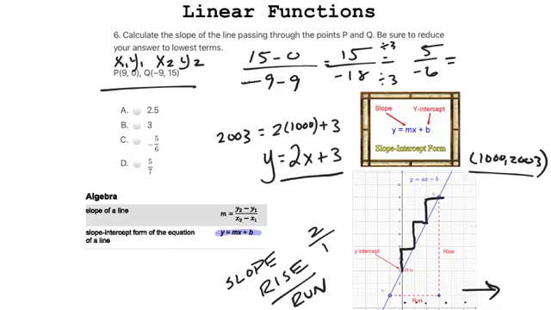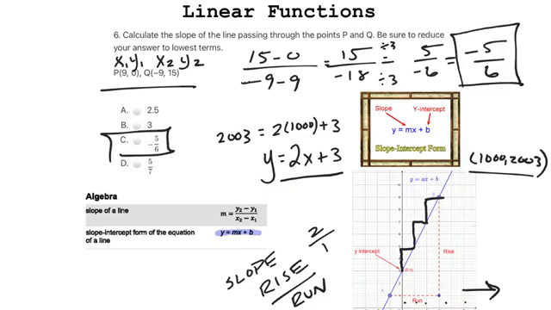Negative 18 divided by 3 is negative 6, or negative 5 6ths. I always throw the negative on top because then I know that the rise is up or down and the run is always to the right. So here I would go down 5 over 6, down 5 over 6. So my slope between those points is negative 5 6ths.